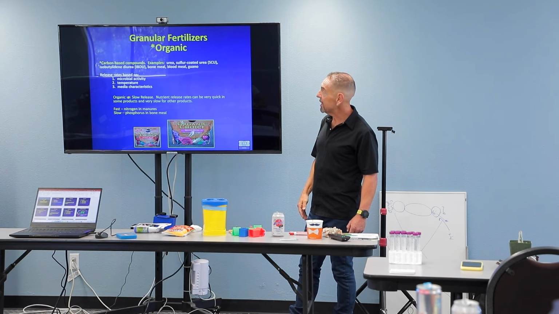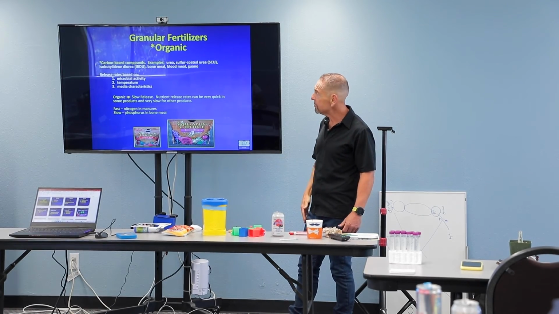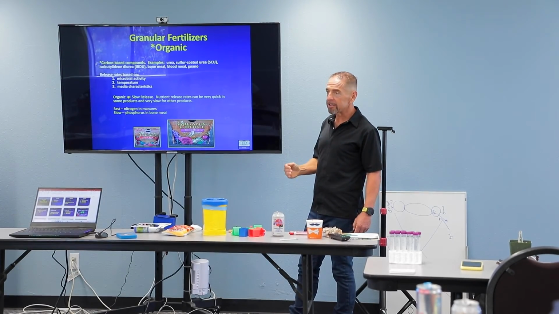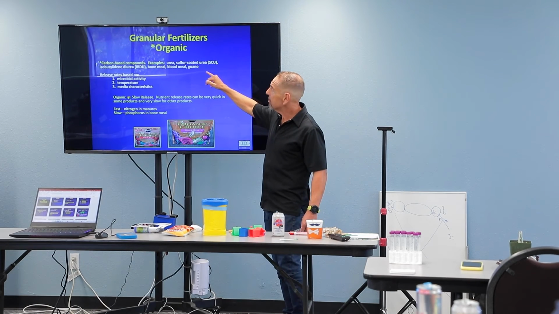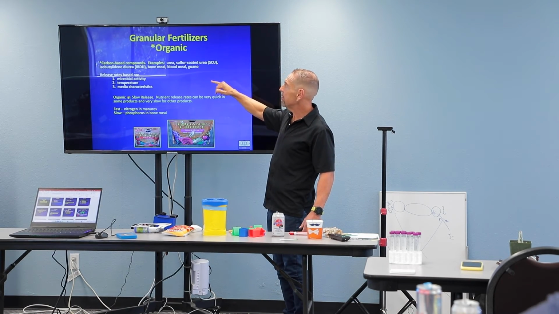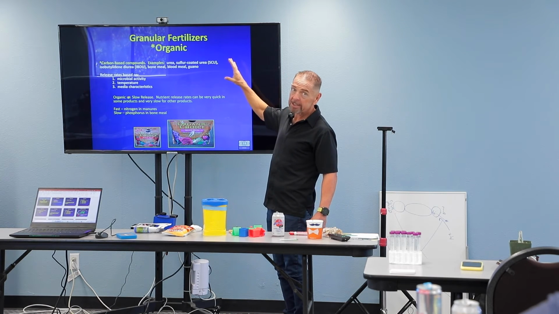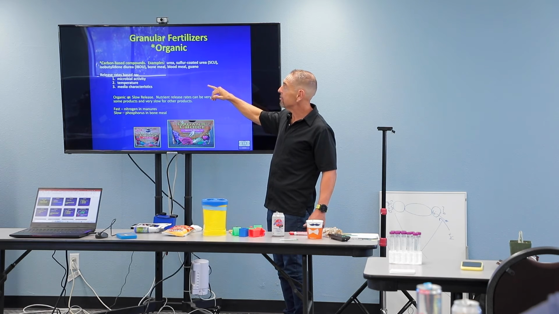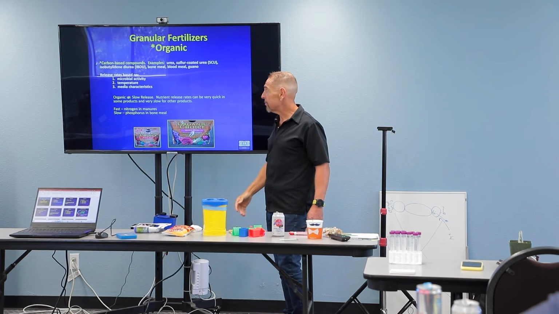So let's talk about the organic fertilizers. Again, they're based on organic materials, not so much organic as in not chemical. So carbon-based compounds: urea, sulfur-coated urea, IBDU, bone meal, blood meal, and guano are all organically derived. And their release rates are based on microbial activity, temperature, and characteristics of the medium.